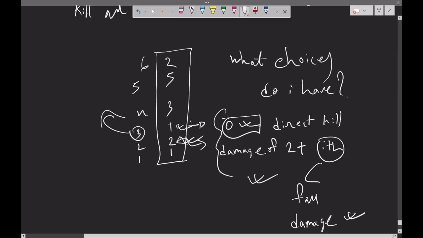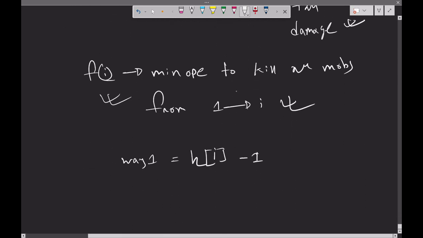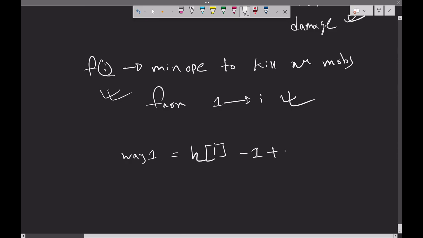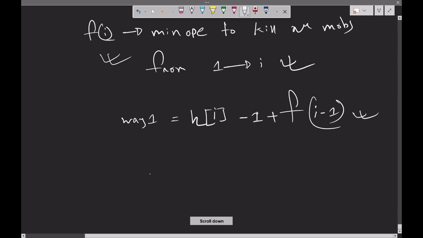Because suppose we want to kill this third element. We don't need to do all three damages. We can just do damage 2 and it will receive a fall damage of 1, minimum fall damage of 1, right? So total becomes 3. So we can just do health - 1 damage, plus then we can just transition to the next, f of I-1. Okay, so this is our way 1, and another way can be way 2.